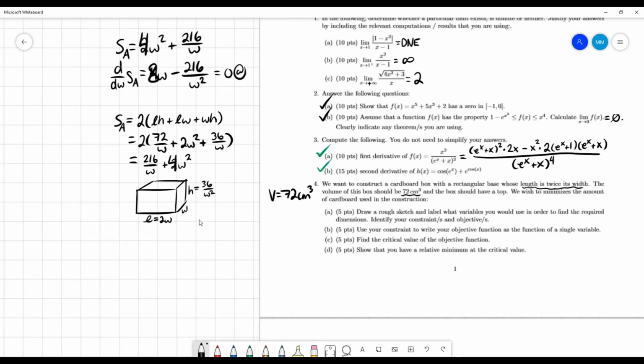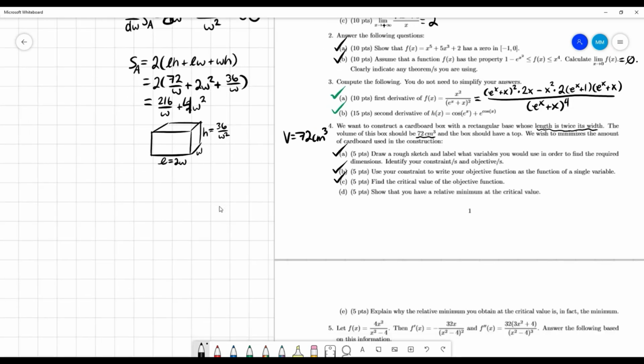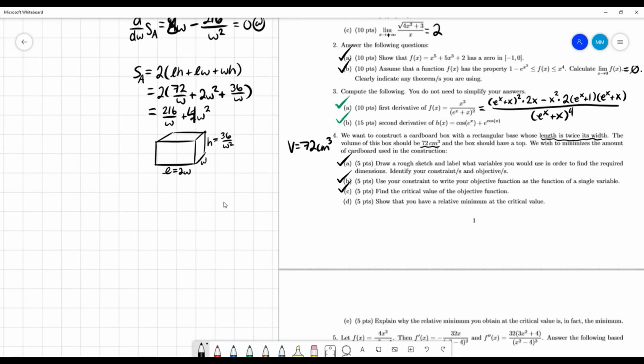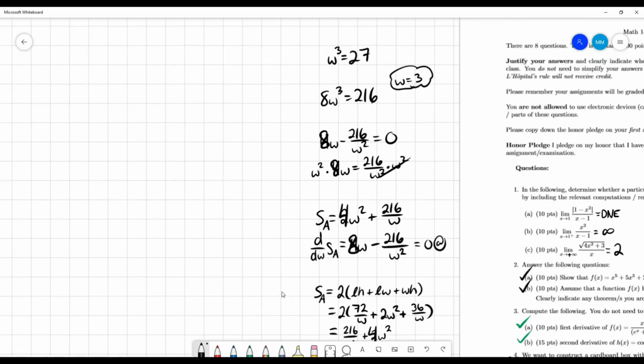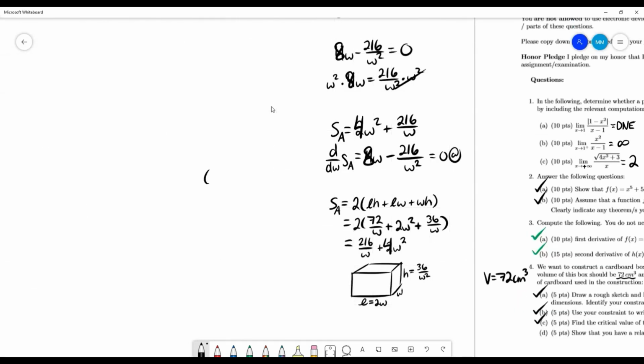So now we need to figure out if that is a minimum, because we do need to prove that, right? We have to draw our rough sketch and label our variables. We did that. We have to write our constraints to write a function in a single variable. We did that. We need to find the critical value of the function. We did that. Now we need to show that we have a relative minimum at the critical value, which means we want to take a look at the interval. I'm just going to write it like this because that's easiest.